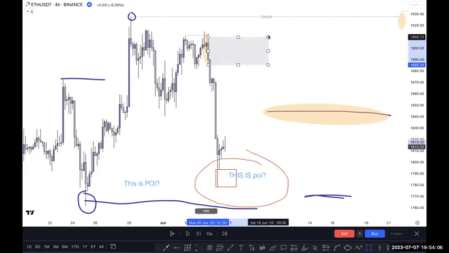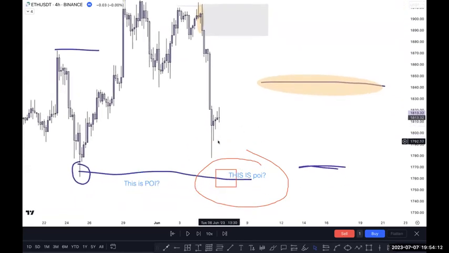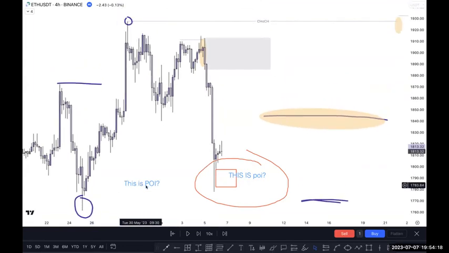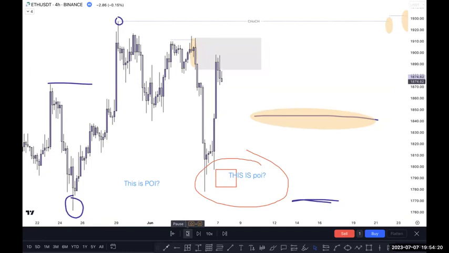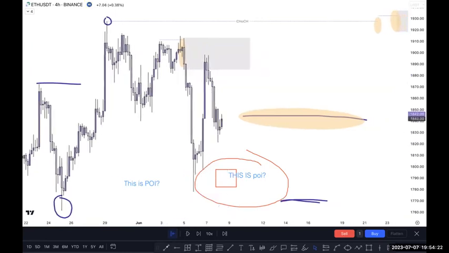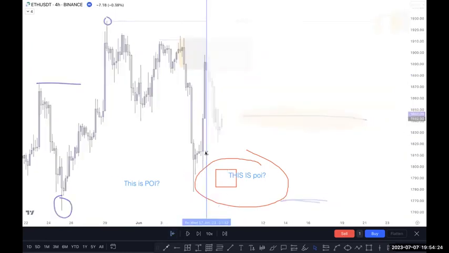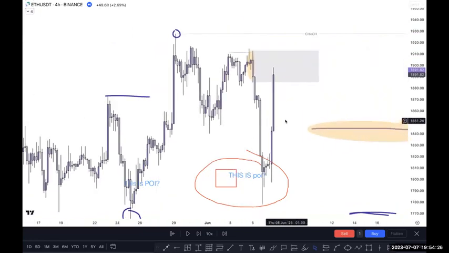Where is PY? This one, right? This one is not PY because this one did not grab the liquidity, not grab any mean high or low, anything, right? So simply you have to wait for it to mitigate. Sorry, very fast. Okay, so this one is a mitigate here.